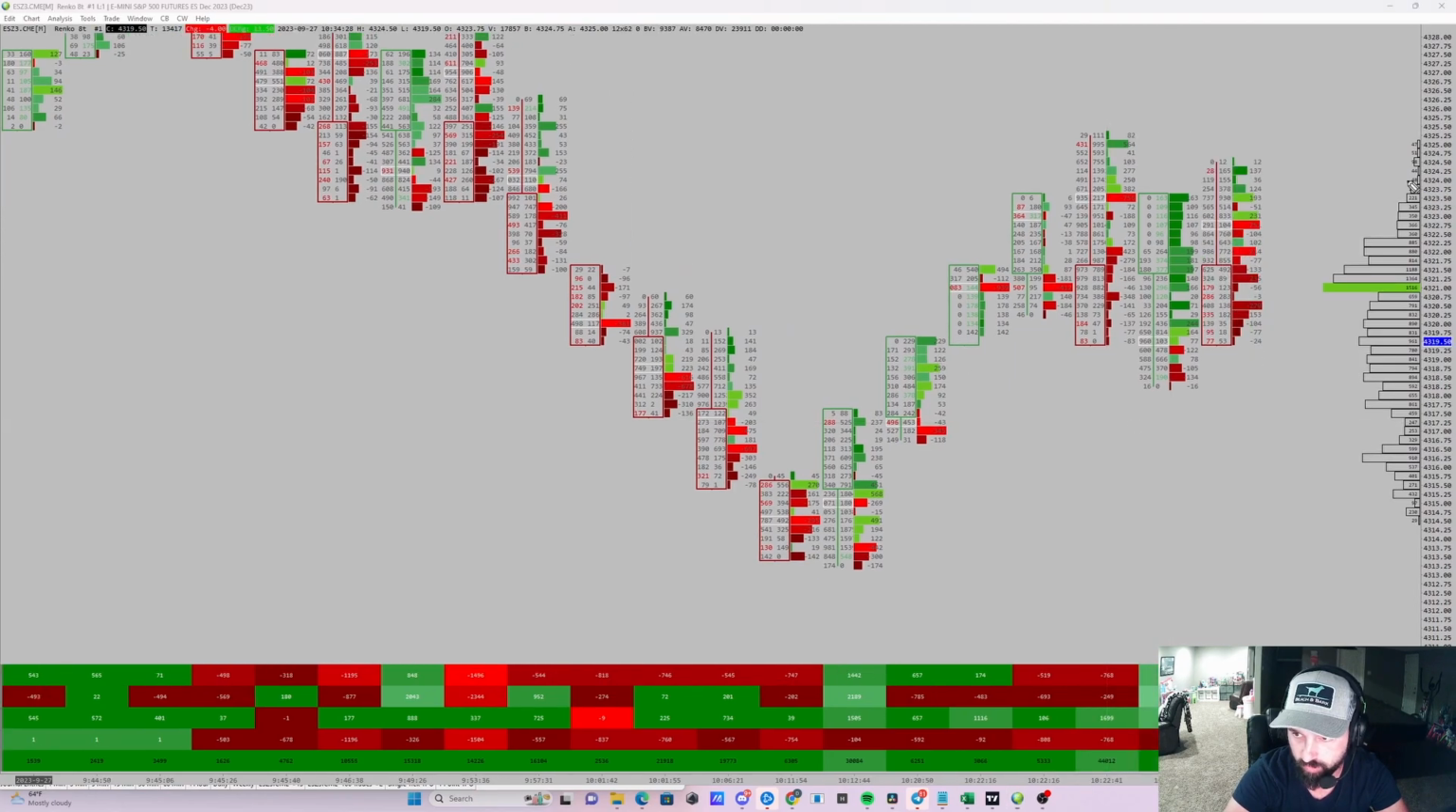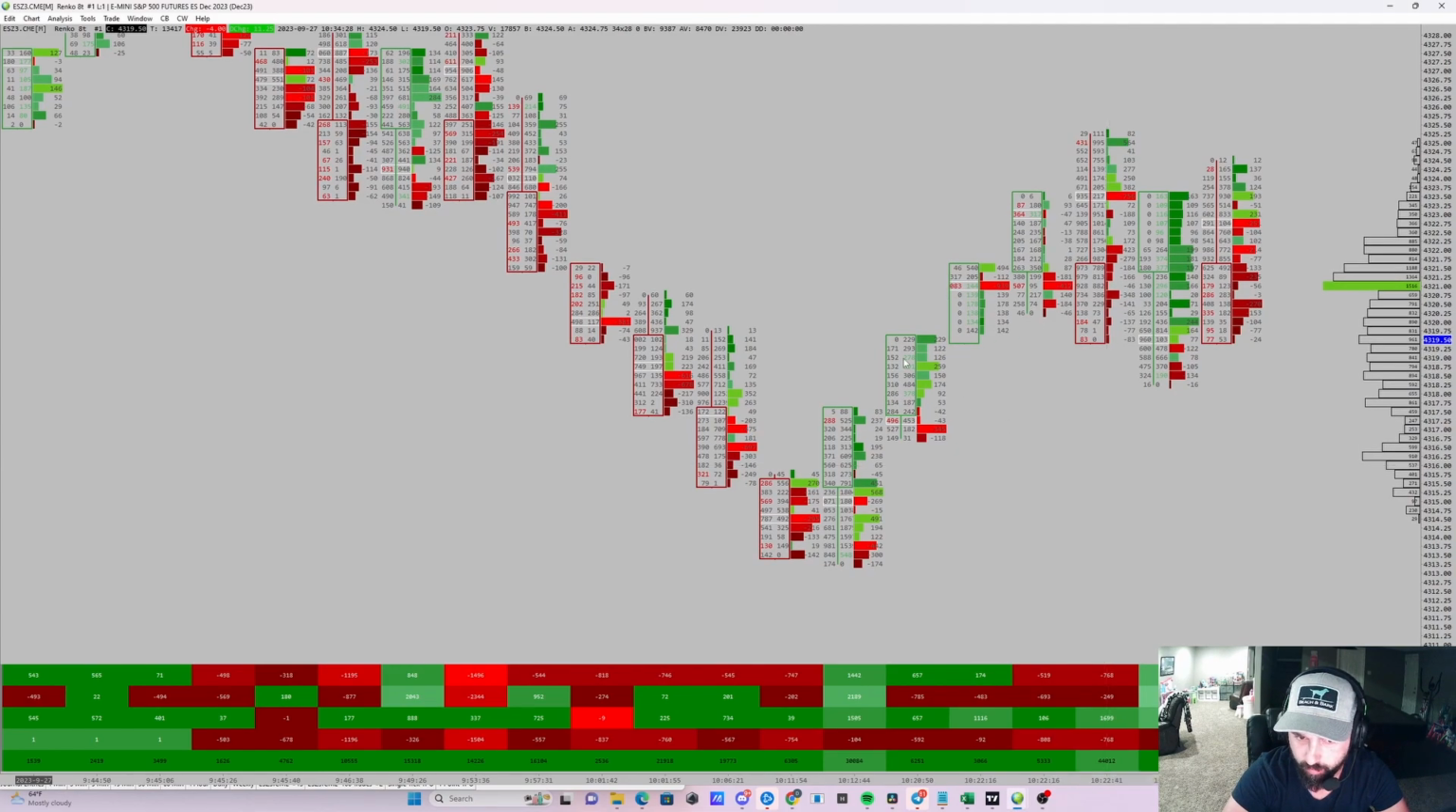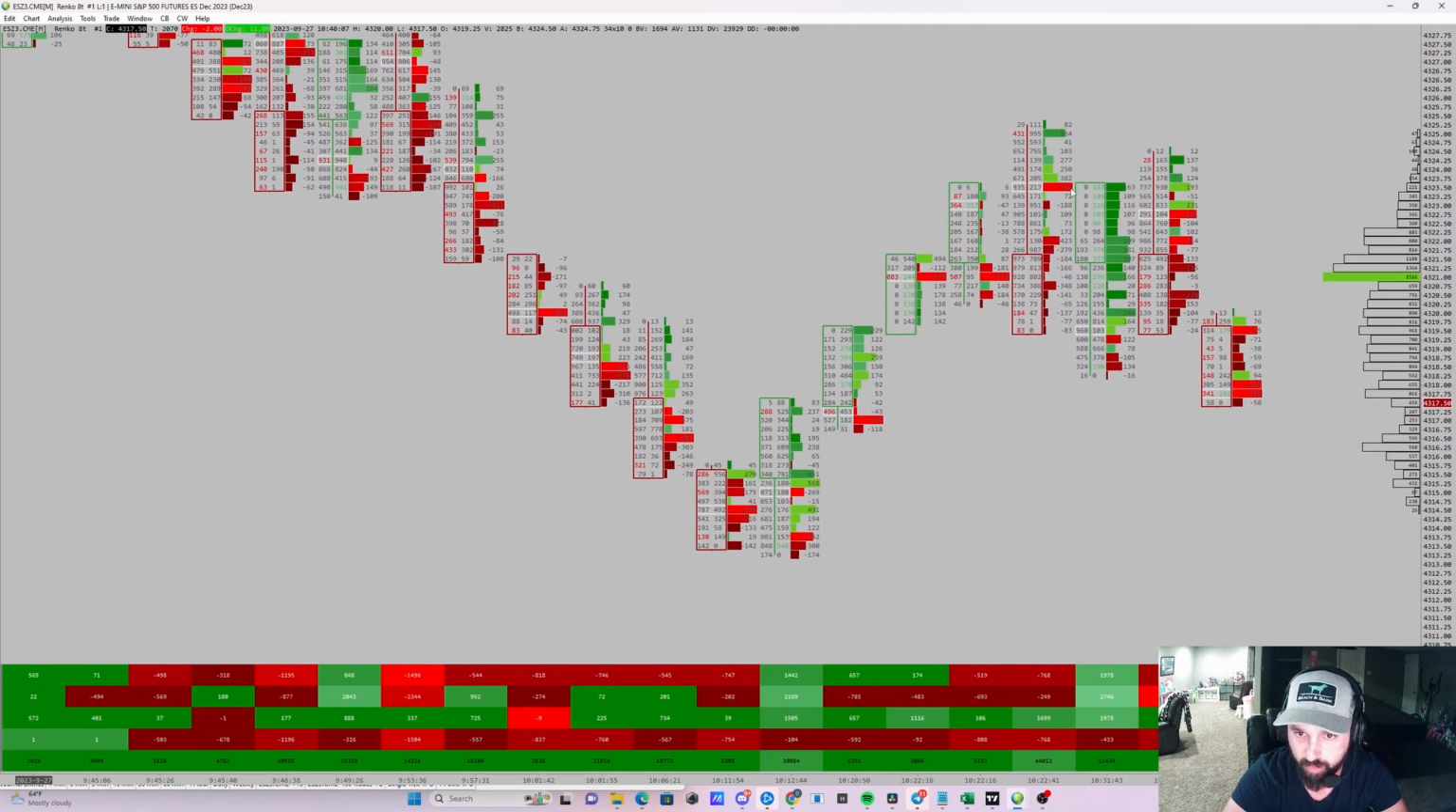Actually, this was a trade today. This was a trade, we'll talk about it after. I don't want to get too caught up in it. So we hold this little stack here, we drive up, we drive back down, we mess around. We've got a big minus 756 here.